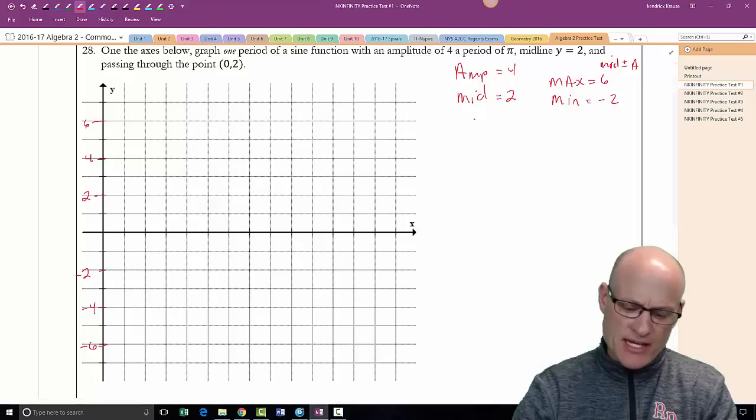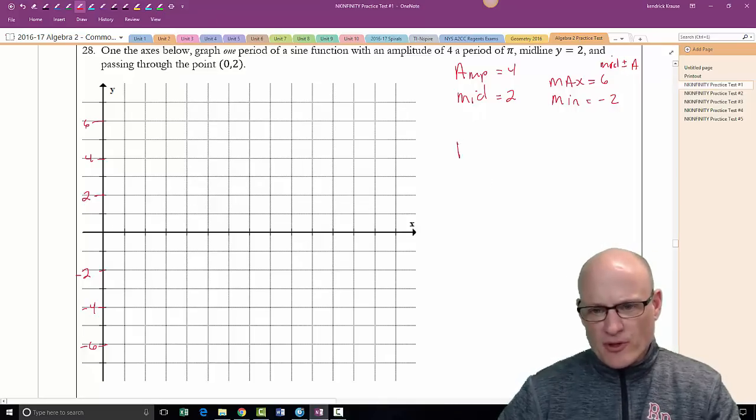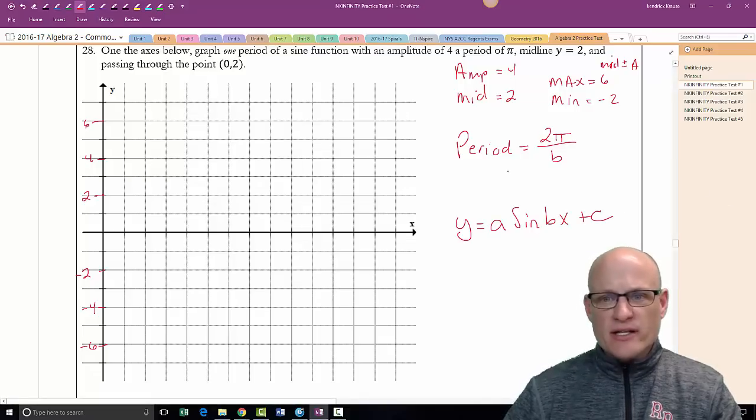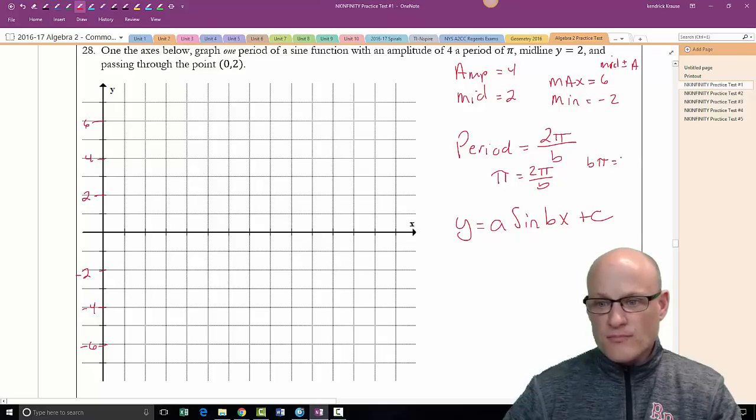Period is the time it takes. Well, you should know the formula for period. Period is equal to 2 pi over B. Now, what's my equation? y equals A sine bx plus c. So if my period is pi, pi is equal to 2 pi over b. Cross multiply, I get b times pi is equal to 2 pi, or divide by pi and I get b equals 2. So I know b equals 2.